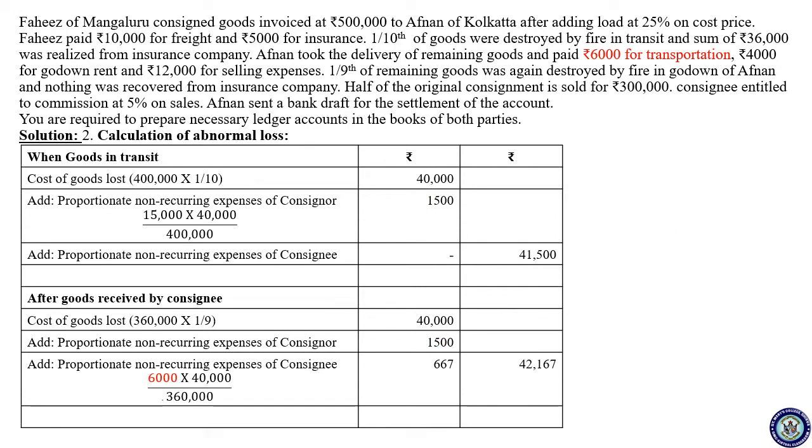Okay, so it is the same figure, but the consignee incurred expenses only for 3 lakh 60,000 and not for 4 lakh, because 40,000 worth is lost in transit. So he received only 3 lakh 60. On 3 lakh 60 he incurred some expenses, not on 4 lakh. But the consignor incurred the expenses on the entire value of the goods, that is 4 lakh. Okay, so it is 6,000 into 40,000 divided by 3 lakh 60.